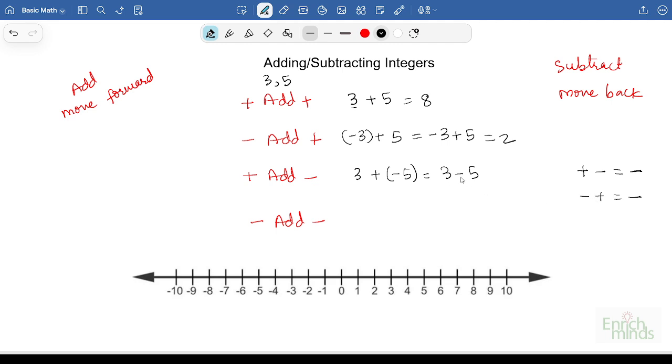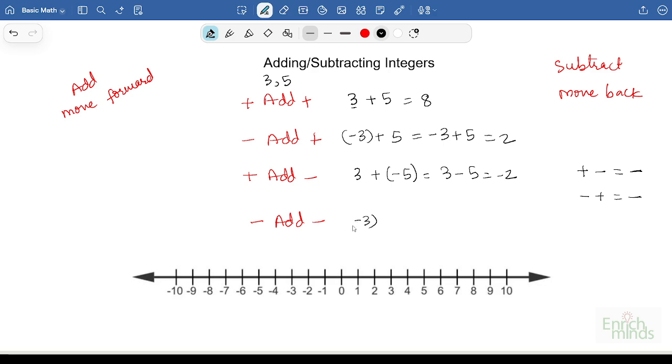So this is taking away 5 from 3. So we are subtracting. When we subtract, we move back on the number line. So starting at 3, we move back 5 steps. 1, 2, 3, 4, 5. The answer is minus 2.